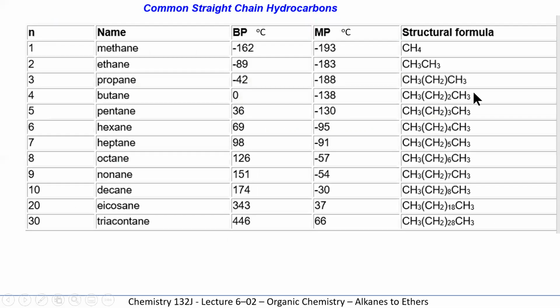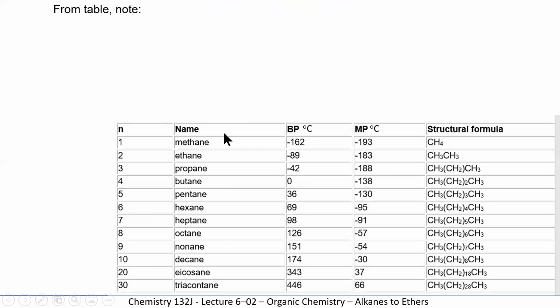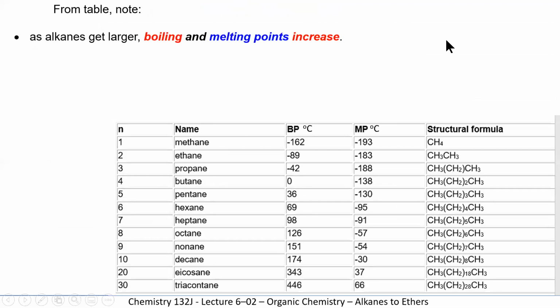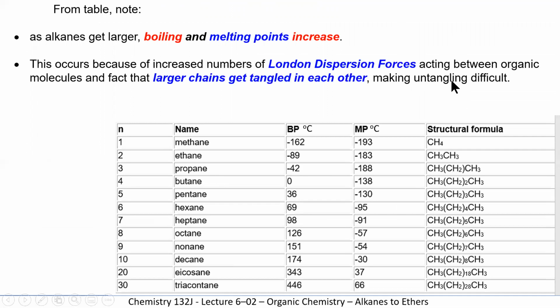Here's a list of the various alkanes that are common. Notice one carbon, we start with meth, eth, prop, but, pent, hex, hept, oct, non, dec, and then for 20, eicos, and then triacont is 30. You're not required to know 20 and 30, but you are required to know up to 10. And you can see the boiling points here increase as the number of carbons increase, because there's greater forces between the molecules. As they get bigger, there's more London dispersion forces.